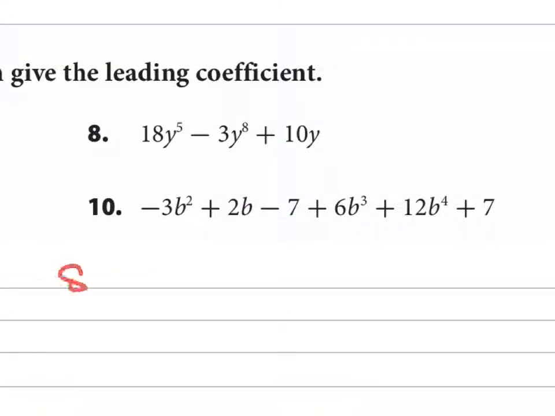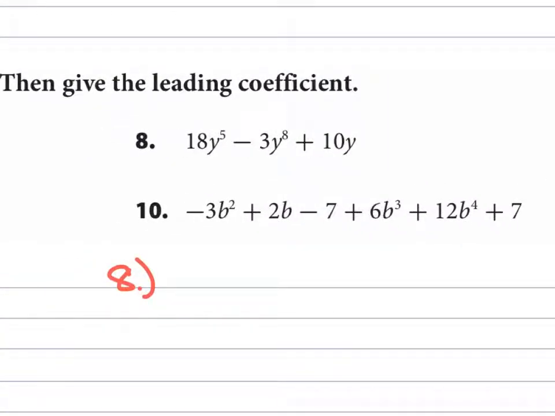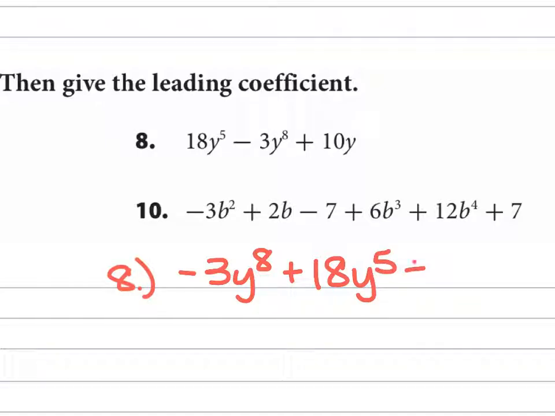For 8, they give us 18y to the 5th minus 3y to the 8th plus 10y. So that negative 3y to the 8th will go first, then the 18y to the 5th plus 10y. And our leading coefficient is the negative 3.